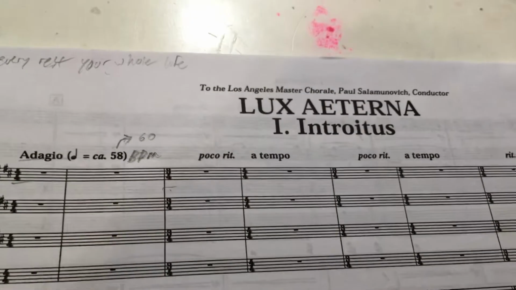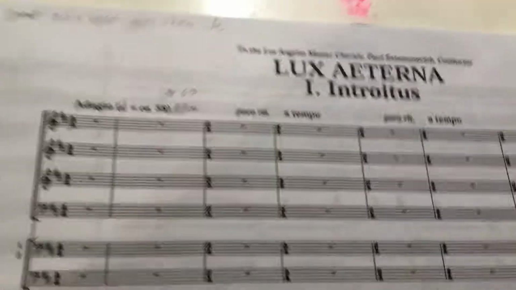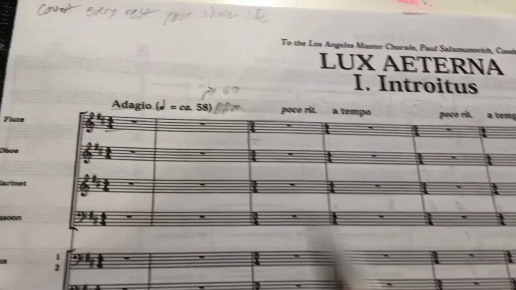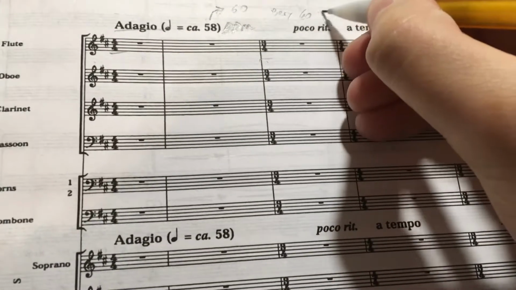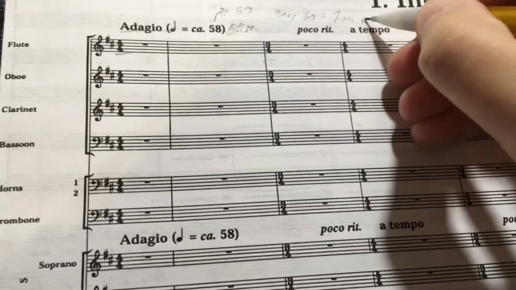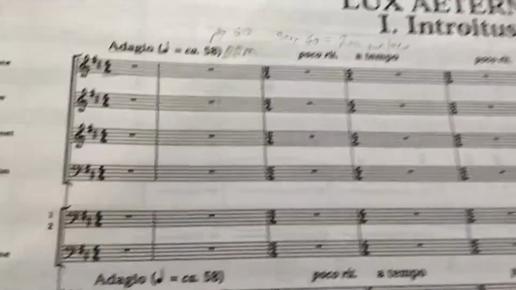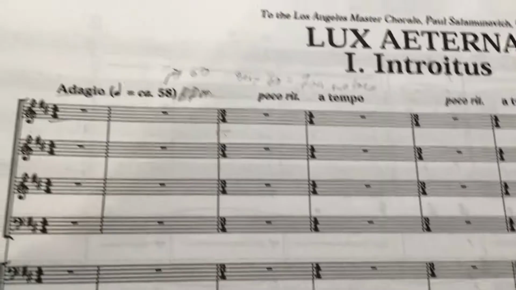Personally, I like to have a stopwatch, but you can do it any way you want. I usually write that down: every 60 beats equals 1 minute of runtime. That'll help you pace later on if you're going too fast or too slow.